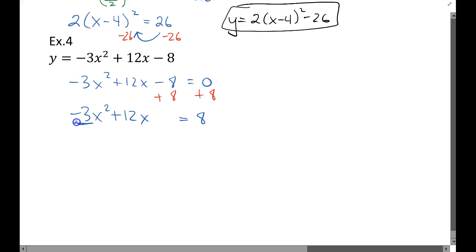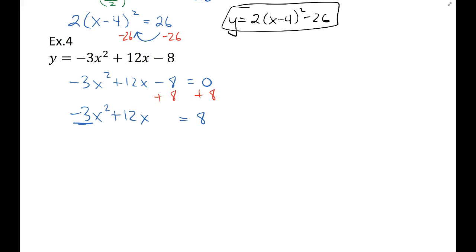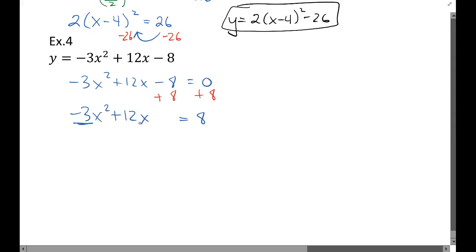Because of the negative 3 being the leading coefficient, we want to factor that out. Again, it doesn't matter if 12 is a multiple of negative 3 or not. You still have to get the x squared by itself. So you take out the negative 3, giving us x squared. Make sure you understand that when you factor something out, you're basically dividing by what you're factoring out. So if I'm taking out a negative 3, I'm dividing both of these terms by negative 3. And 12 divided by negative 3 is negative 4. Okay, so negative 4x equals 8.